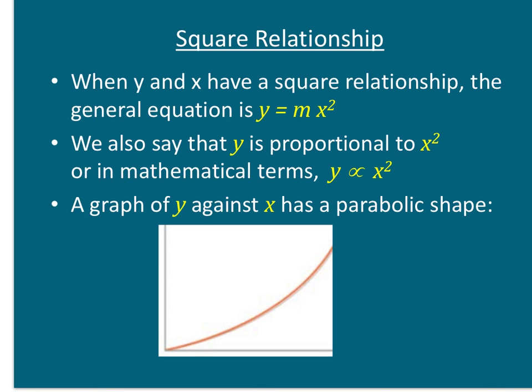The first type of non-linear relationship we're going to look at is the square relationship. When y and x have a square relationship, the general equation is y equal to mx squared instead of y equal to mx. And so we can also say y is proportional to x squared, and we can write it this way, y ∝ x². A graph of y against x has a parabolic shape. In other words, it's a parabola like this.